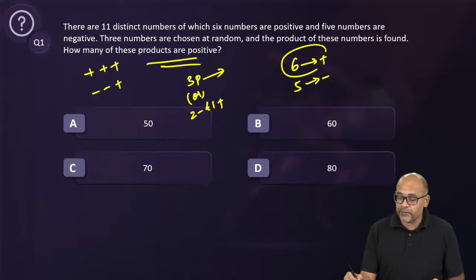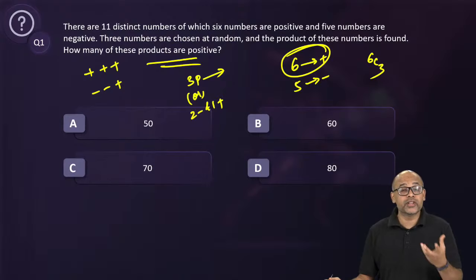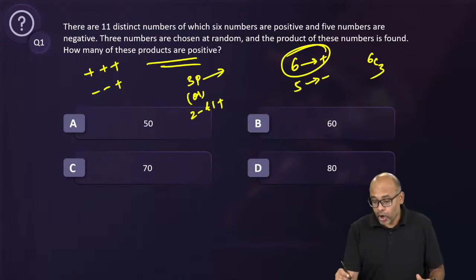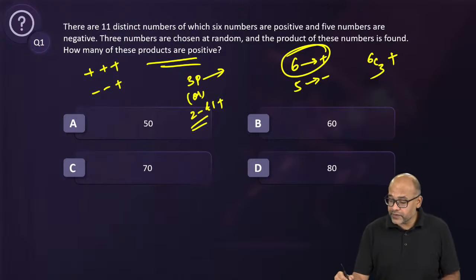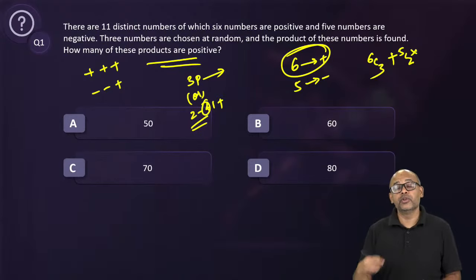Positive numbers will come from here only. That is 6C3. Order doesn't matter, you're just choosing them, because whichever way you multiply, the answer will be the same. So 6C3, or means addition, 2 negatives. 2 negatives is 5C2. And means multiplication. You want 1 positive.